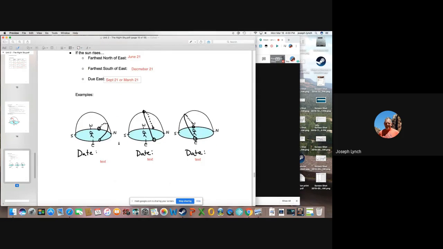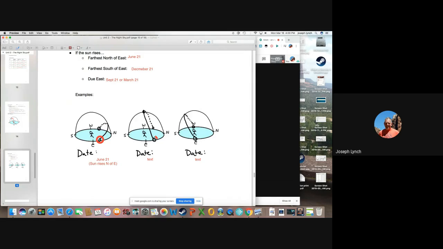Here are some examples. Now, all I'm going to look at is the sunrise position right there. Where did the sun come up? And when it's here, here's east. It's on the north side of that. We're going to say that that is June 21st. Because the sun rises north of east.